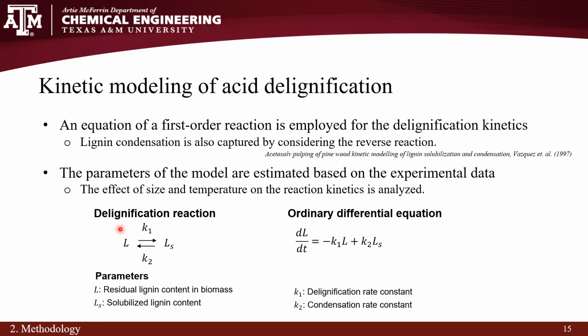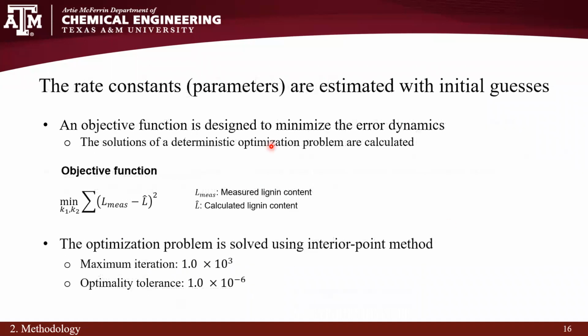So in this, as a forward reaction, the delignification is considered, which is a transformation of solid lignin into the solubilized lignin content. And also, as a reverse reaction, the transformation of liquid phase lignin into the solid phase lignin is also considered under the first-order ordinary differential equation. Then the rate constants, which are the parameters of the model, are estimated with initial guesses and experimental data.